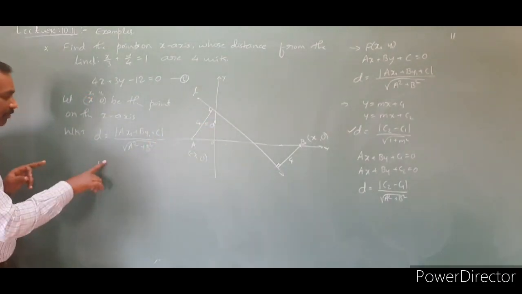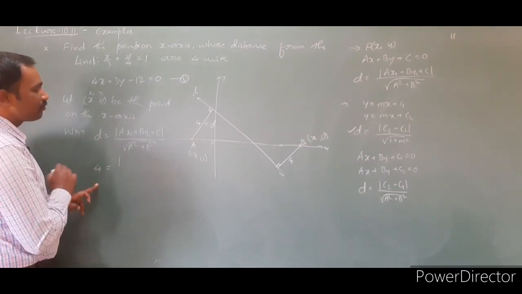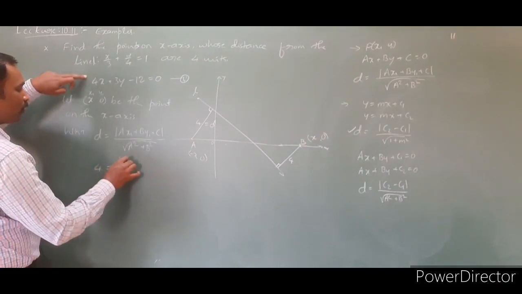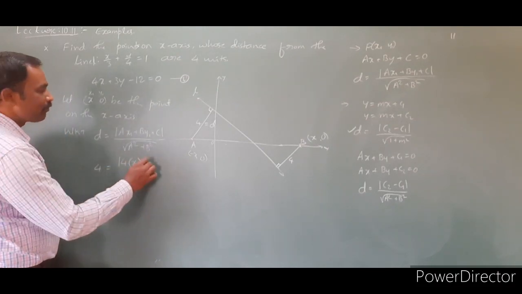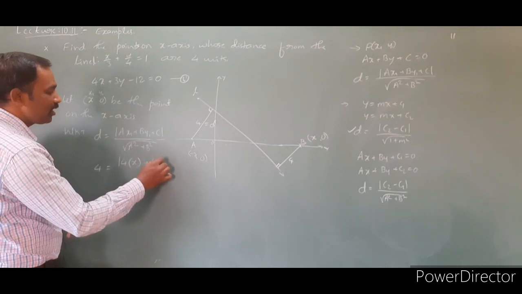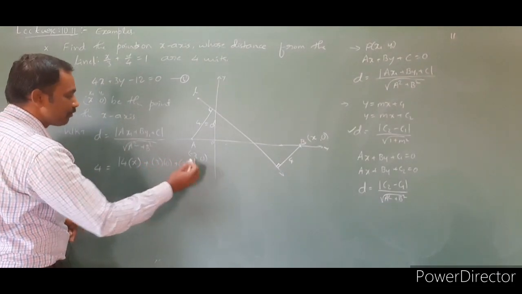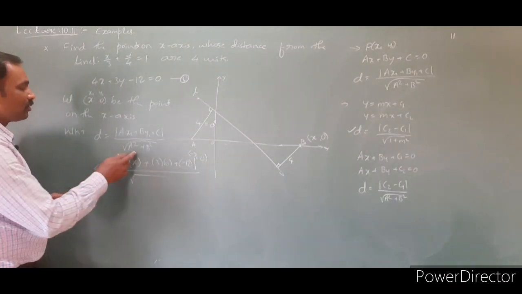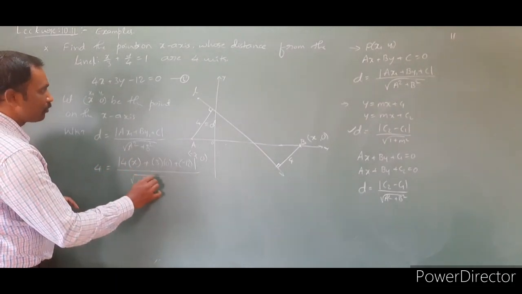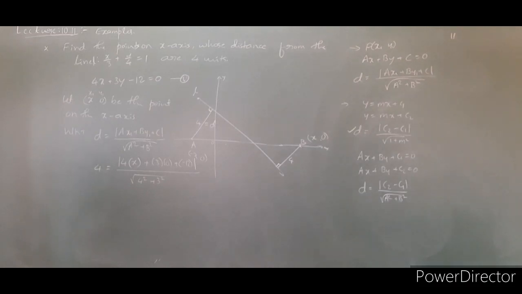The distance is already given. How much distance is it apart? It is 4 units apart. So 4 is equal to mod of a x1. What is the a value? 4 into x1, and x1 is what we are going to find, x, plus b value 3 into y1 value 0, plus c value minus 12. Whole thing divided by root of a square plus b square, that is 4 square plus 3 square. After simplification we will get the required answer.